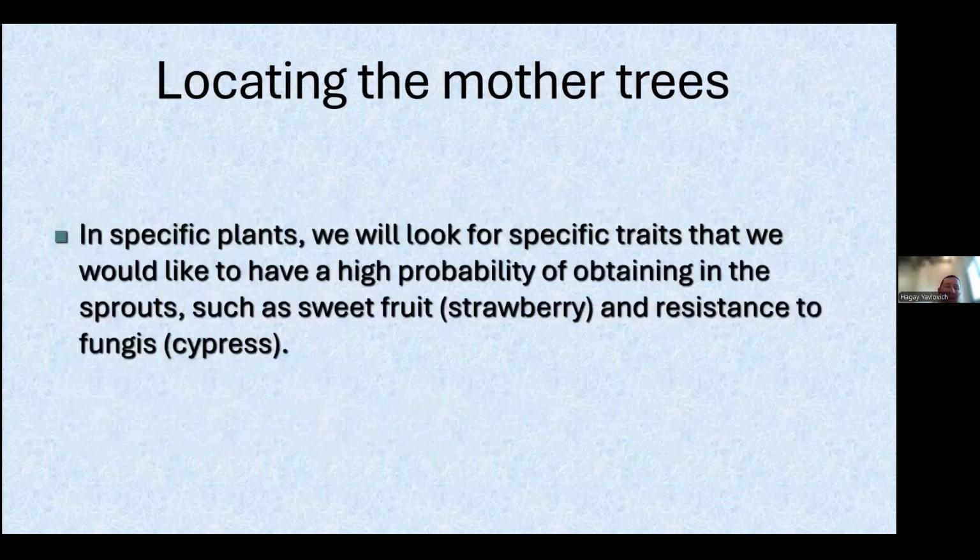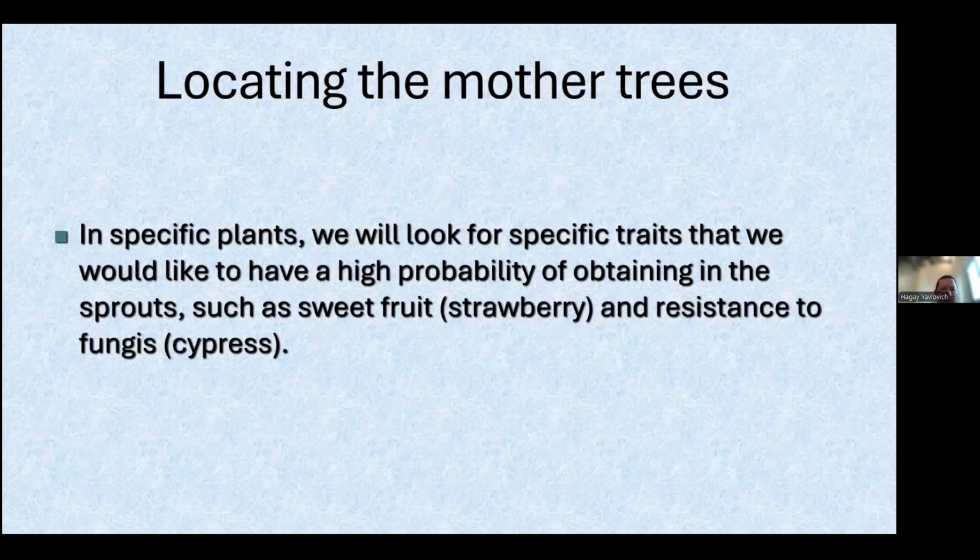It can also be that in a specific tree, you can look for specific traits. Like here in Israel, when we propagate, for example, a strawberry tree, we look for strawberry trees with sweet fruit. Because when we plant a strawberry tree, if we will not have sweet fruit, what do we plant the tree for?